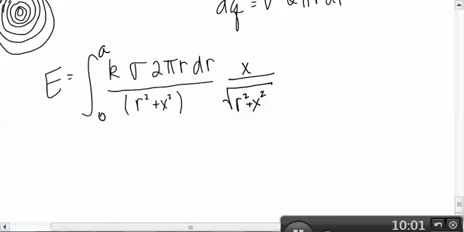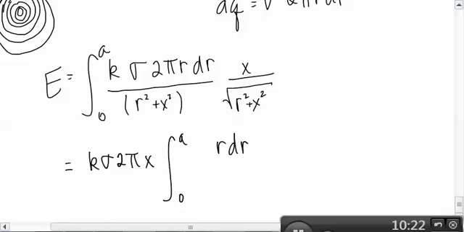And oh my, there's an r and an x squared and all this business down here. So let me clean this up a bit. Let's pull out the constants. We'll have k lambda 2 pi x, integral from 0 to a of r dr over, would that be r squared plus x squared to the 3/2?